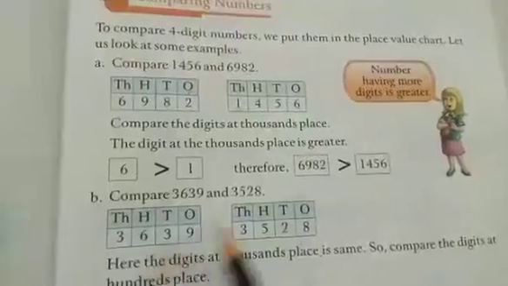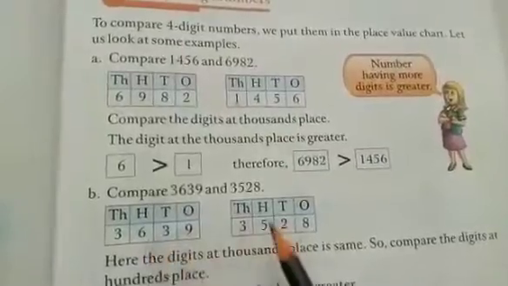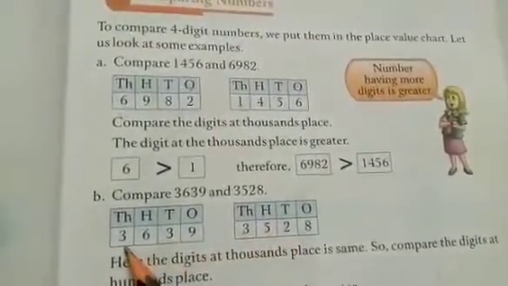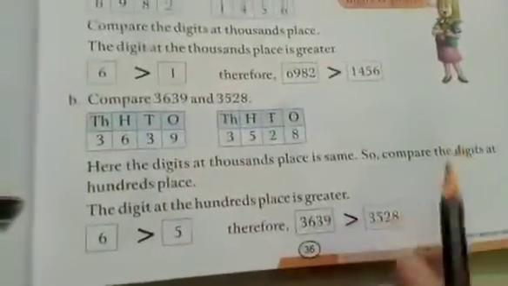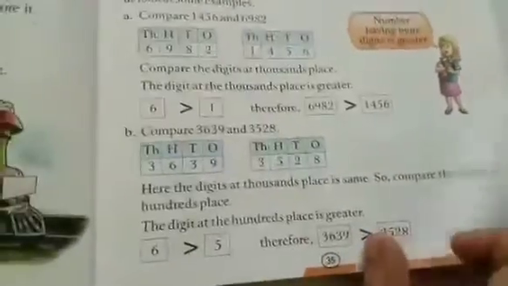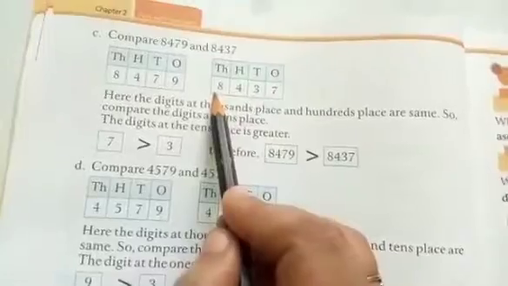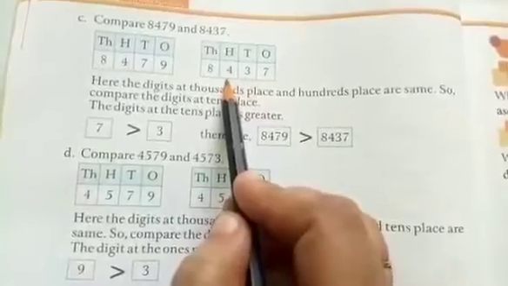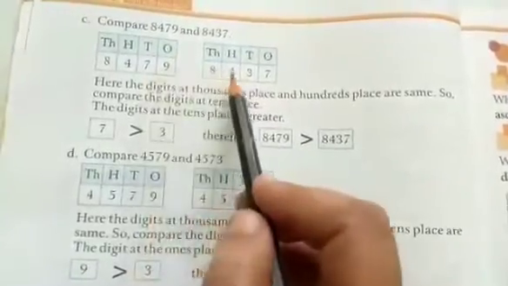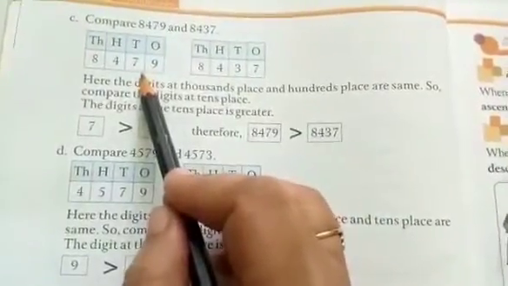So here 6 is there and 5 is there. So 6 is larger than 5. That's why 3639 is the bigger number. Now if the thousands and hundreds places are the same, you can see here the thousands place is the same and the hundreds place is also the same. So in this case what do we have to do? Then we have to compare the tens, 7 and 3. Of course 7 is the bigger number.